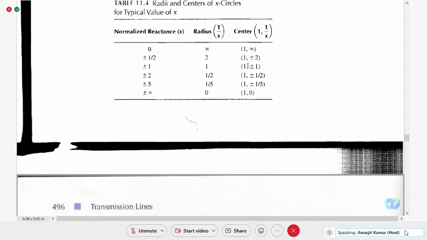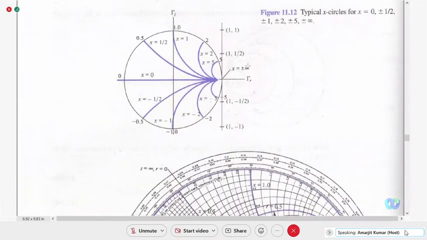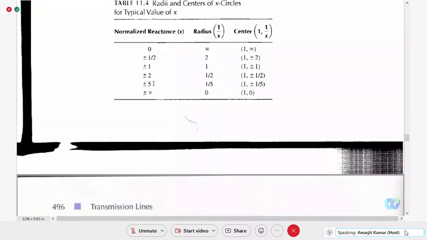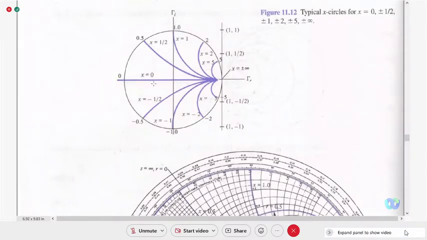Okay. So when the reactance is 0, what will be center and radius? 1 comma infinity will be center. Radius will be infinity. So radius is infinity means a straight line. So when the normalized reactance x is equal to 0, so see here, this is the reactance circle, x is equal to 0. And center is 1 comma infinity. So basically it will be a line.